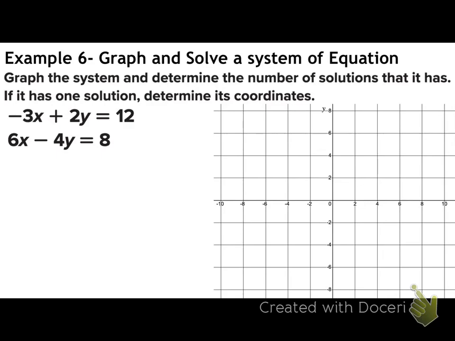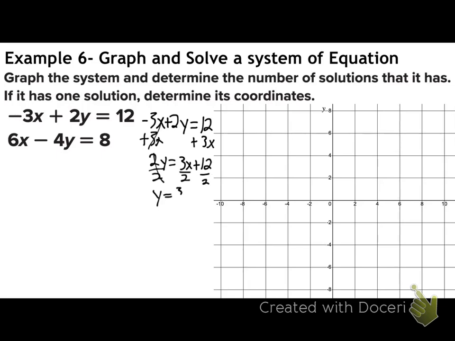So let's move negative 3x plus 2y equals 12 right here to give us some room to work it out. First step to get y by itself: add 3x to both sides. That gives me 2y equals 3x plus 12. How do I get y by itself? Divide by 2. Divide everything by 2. y equals 3 halves x plus 6. We okay with that first equation?